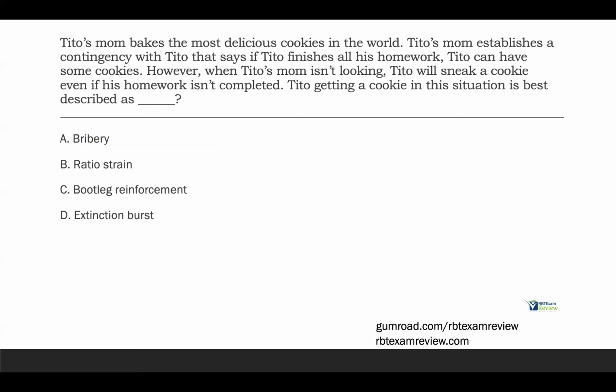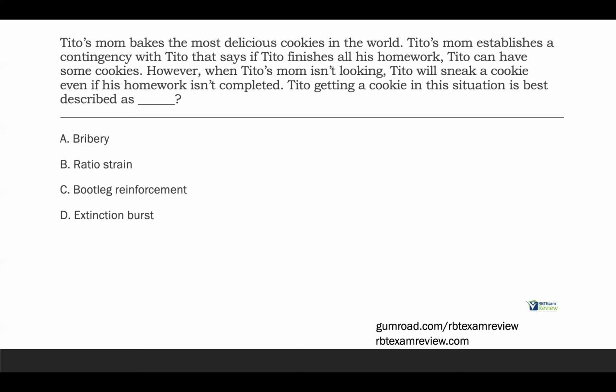Tito's mom bakes the most delicious cookies in the world. Tito's mom establishes a contingency with Tito that says if Tito finishes all his homework, Tito can have some cookies. However, when Tito's mom isn't looking, Tito will sneak a cookie even if homework isn't completed. Tito getting a cookie in this situation is best described as what?